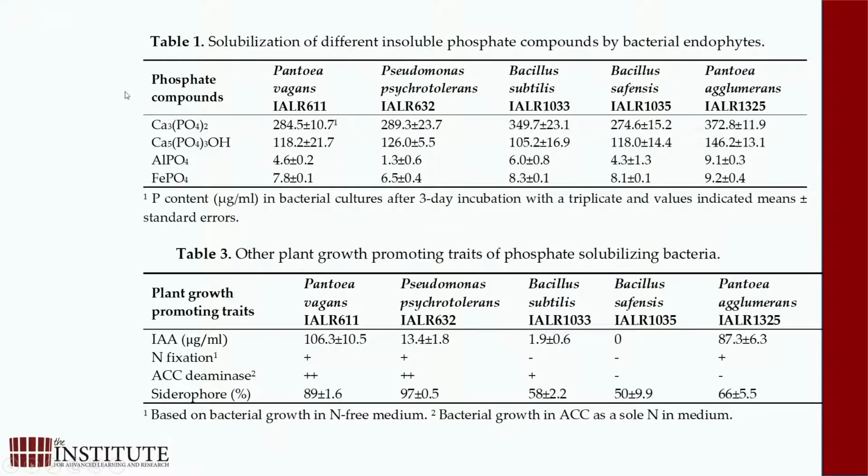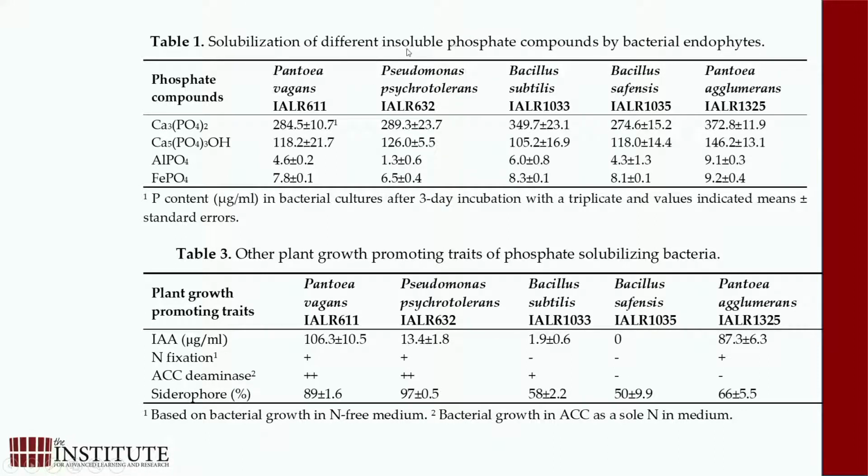This table shows we used different insoluble phosphate compounds to see how much phosphate the bacteria can solubilize. The first one is calcium phosphate; we have really high numbers. The second one is hydroxyapatite, which is also good, around 100. But for aluminum phosphate and ferric phosphate, they have minimum values.